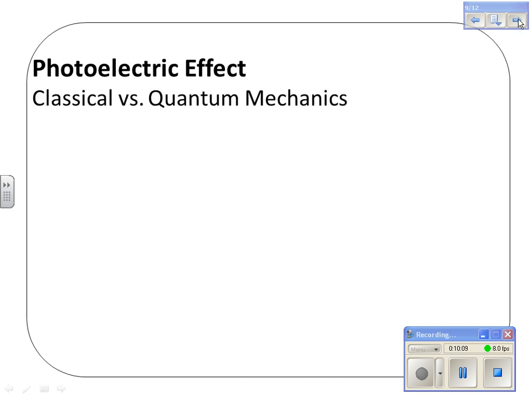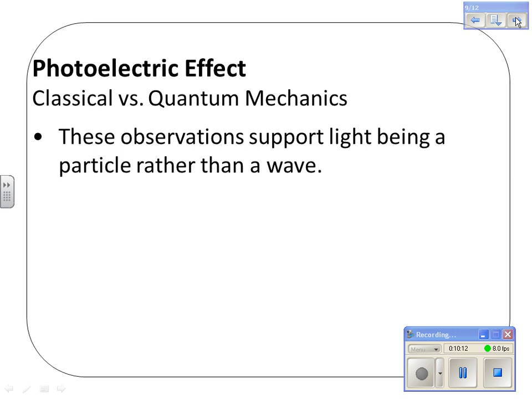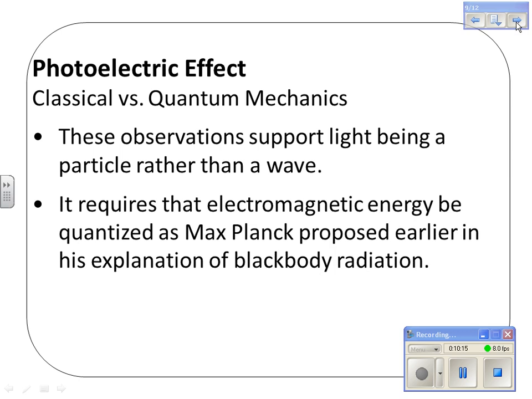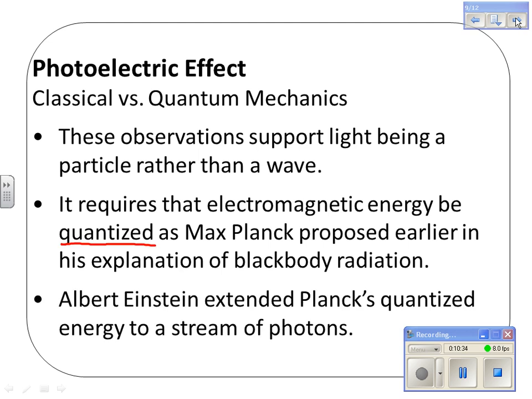Now the photoelectric effect in a little more detail, classical versus quantum. We're not going to make you write all these down, just some good information here. These observations support light being a particle rather than a wave. It requires electromagnetic energy to be quantized. Okay, back to that quanta, which is the photon, as Max Planck proposed earlier in his explanation of black body radiation, which we mentioned just a little bit. Now, a guy named Albert Einstein, most of you have probably at least heard of him, extended Planck's quantized energy to a stream of photons. He furthered it and gave us an understanding of the stream of photons, such as we drew in the picture just a while ago.